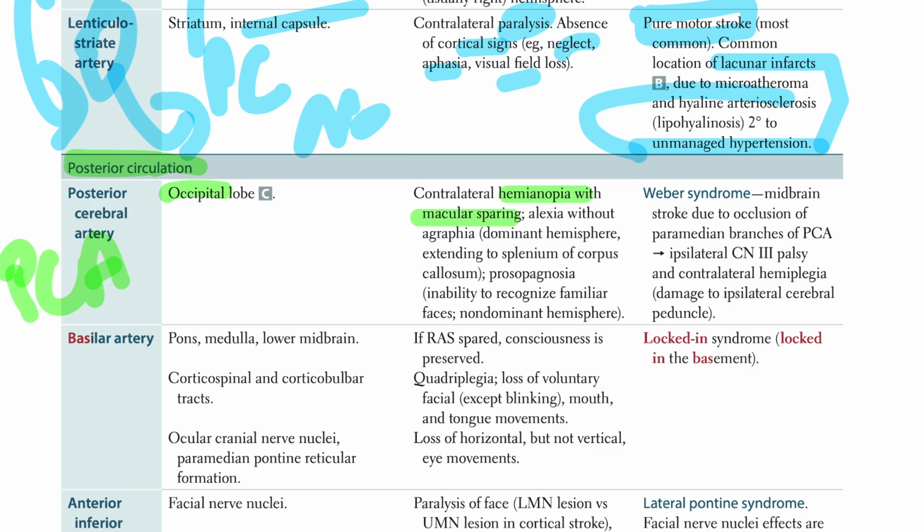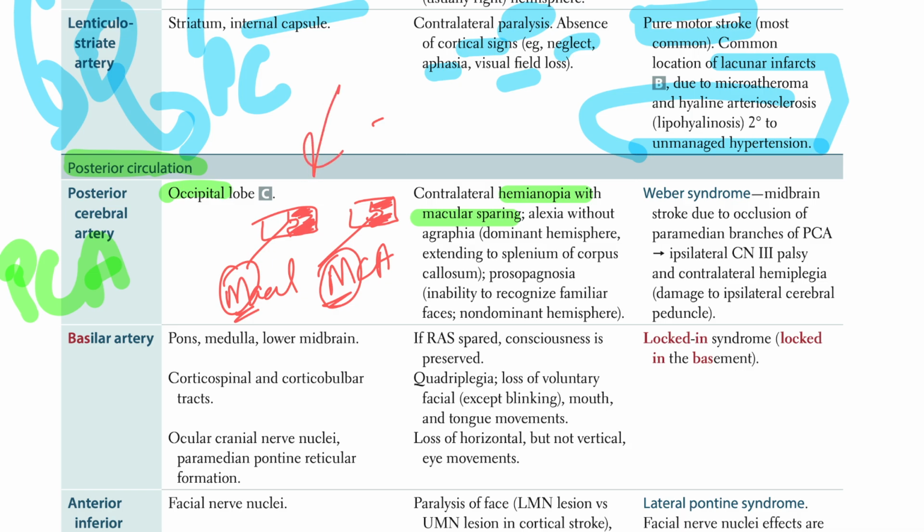Okay, with macular sparing. Let me just draw this so you know how it's going to be. So we have the macula in the center. These guys will spare the macula. And why is the macula spared? Because the macula is supplied by MCA, M for macula, M for MCA. So guess what? With the MCA stroke, you will not spare the macula. So it's a homonymous quadrantanopia without the sparing of the macula.